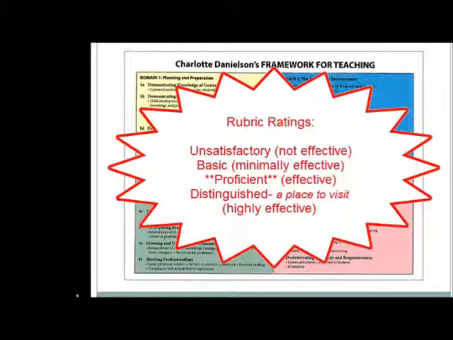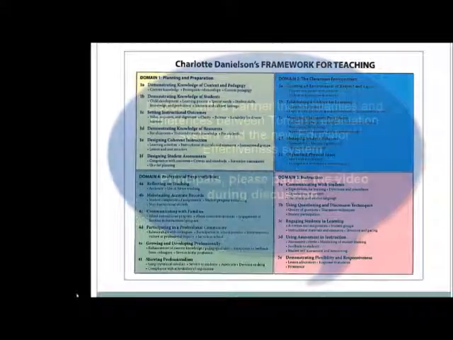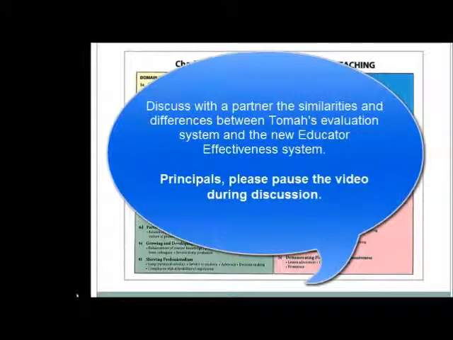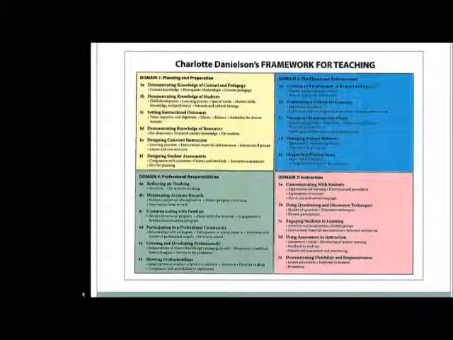What's really great about the Danielson model is that it does define, and we can actually see through videos, highly effective teaching as well as ineffective teaching. And that helps us to articulate the areas in which we will all work to improve. So at this time, let's take a few minutes again to discuss with a partner what differences as well as similarities exist between the Tomah School District's former evaluation system and the new Educator Effectiveness System.